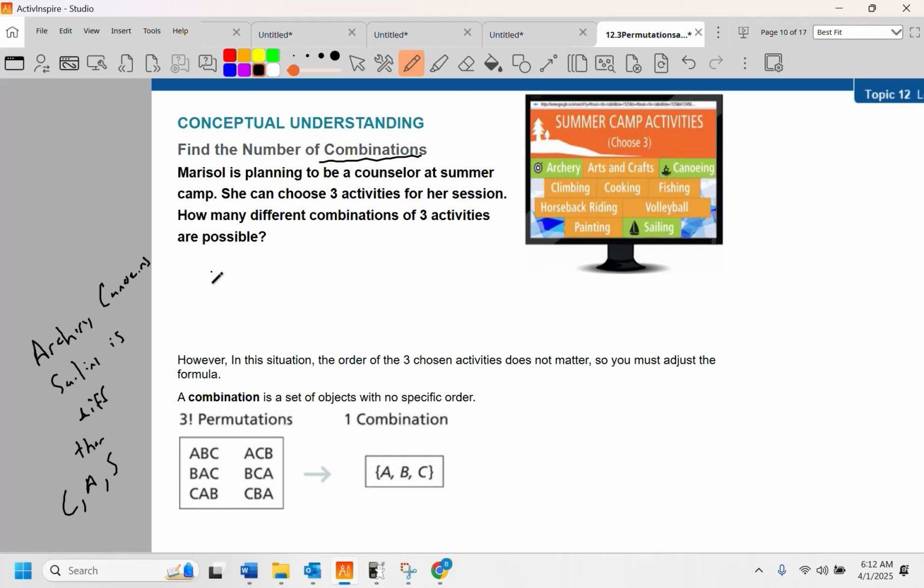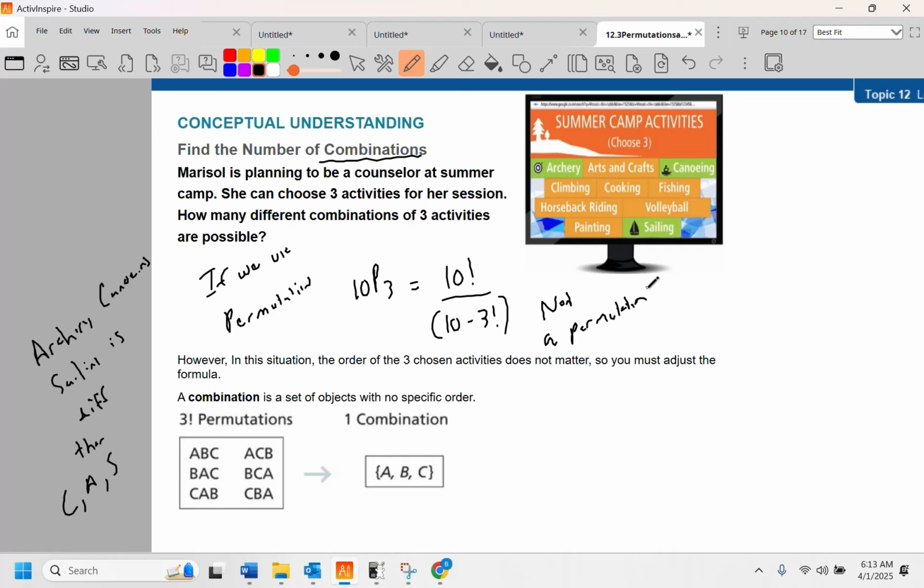So if we use permutations, three activities out of what, 10? We would say 10 pick 3, which is going to be 10 factorial over 10 minus 3 factorial, which is a big stinking number, okay? But this is not a permutation. And what we need to do is adjust the formula just a little bit to come up with a combination.